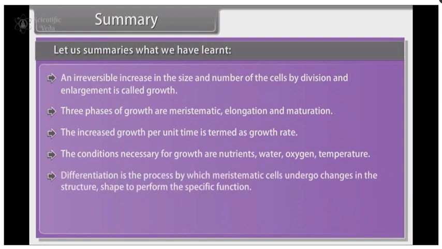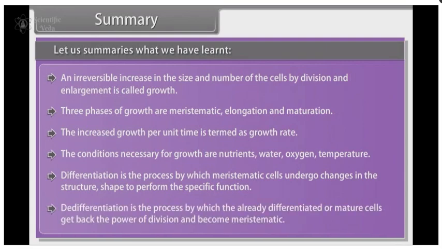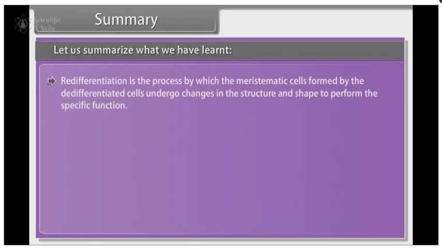Differentiation is the process by which meristematic cells undergo changes in structure and shape to perform a specific function. Dedifferentiation is the process by which already differentiated or mature cells get back the power of division and become meristematic. Redifferentiation is the process by which the meristematic cells formed by the dedifferentiated cells undergo changes in structure and shape to perform a specific function.